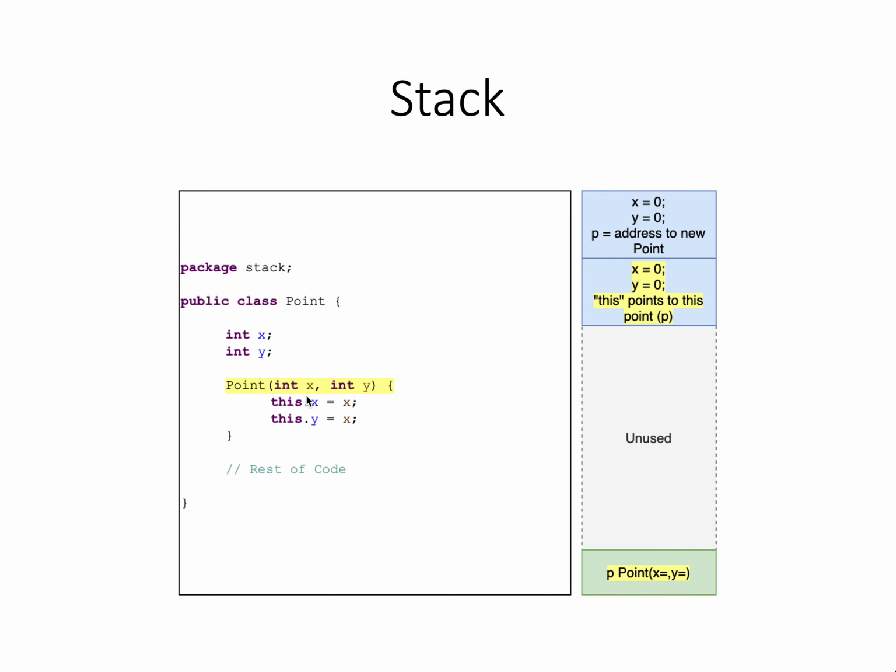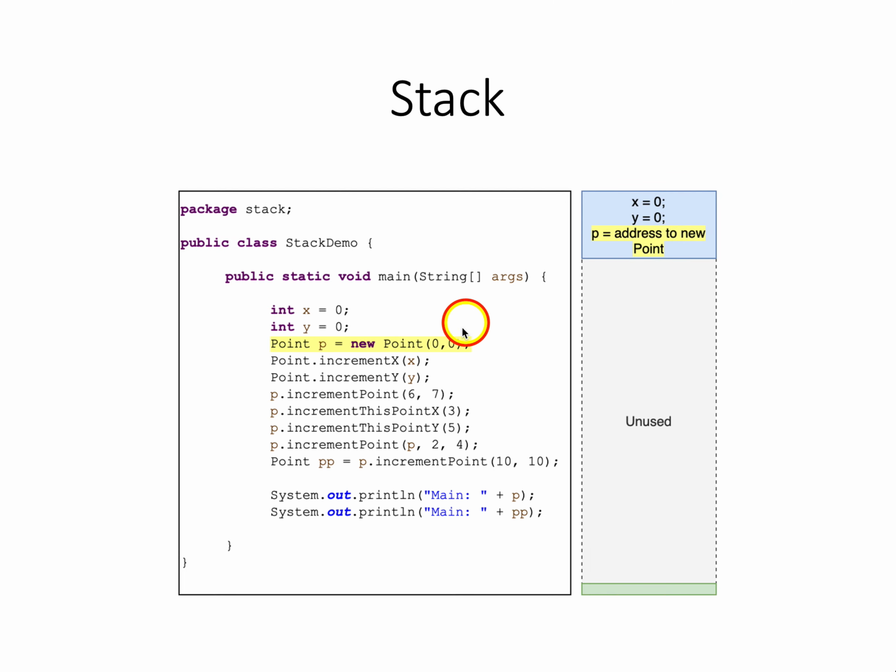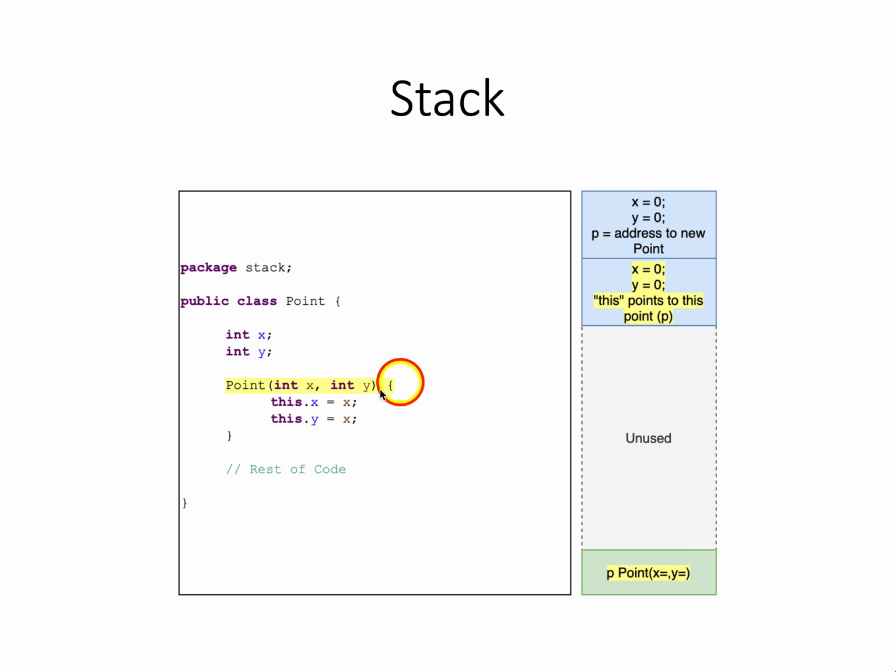When we enter into the constructor, it's really like entering a method. The difference is that we're referring to an object on the heap, and the this keyword is referring to the object that was just created on the heap. So we passed 0, 0 right here, and that is what is given to these values in this stack frame, x and y, 0, 0. It's not referring to the x and y up here.